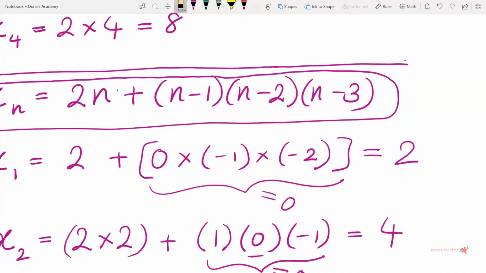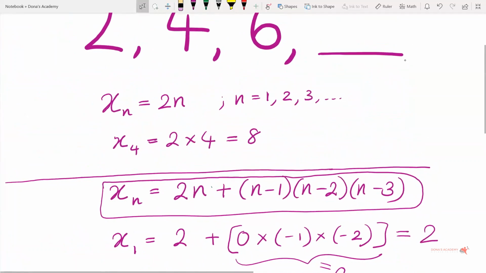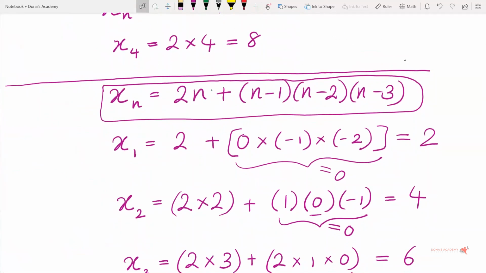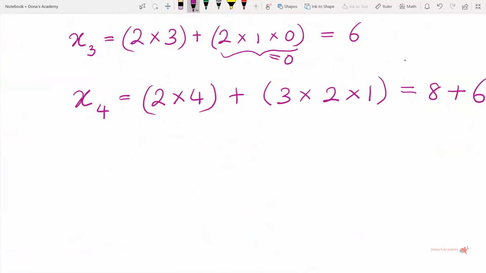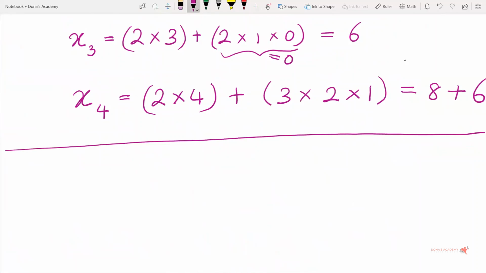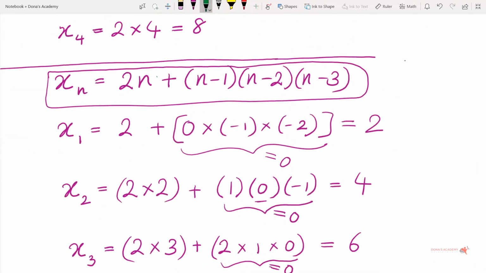All right, so is that the only possibility? Now I got 8 in this thing and then I got 14. So there were 2 possibilities. Is that all? Can't we have another different possibility? Let's check. How about if I replace this plus sign by a minus sign? What do you think? Will it still give you 2, 4, 6 for the first three terms? Yes, it does, because this term is 0. It doesn't matter if it is a plus 0 or a minus 0.